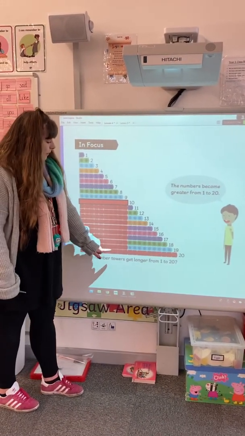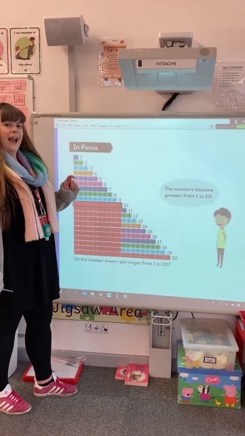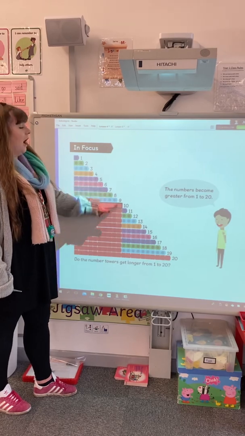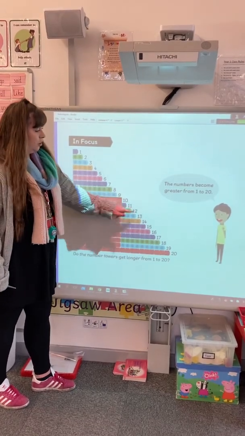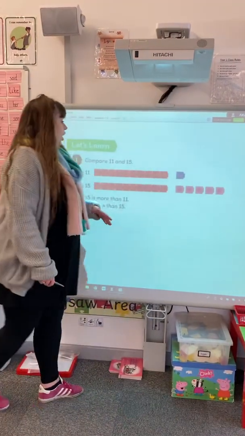Do the number towers get longer from 1 to 20? So each time we jump to a new number, does it get longer? And can you work out how many they get longer by every time we jump? Okay, then once you've done that, next in your textbook, you've got your Let's Learn It.